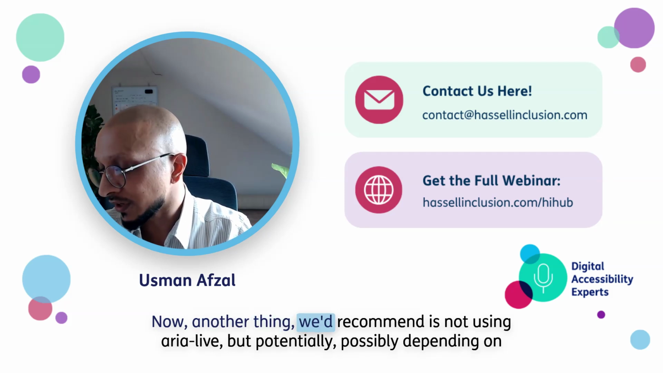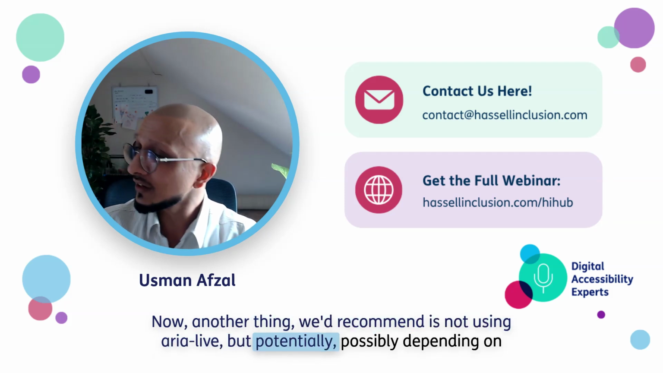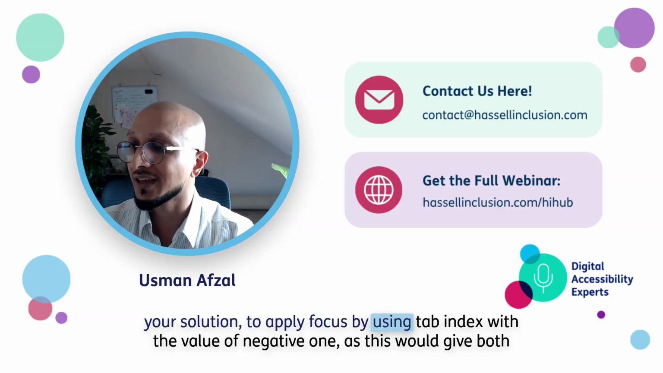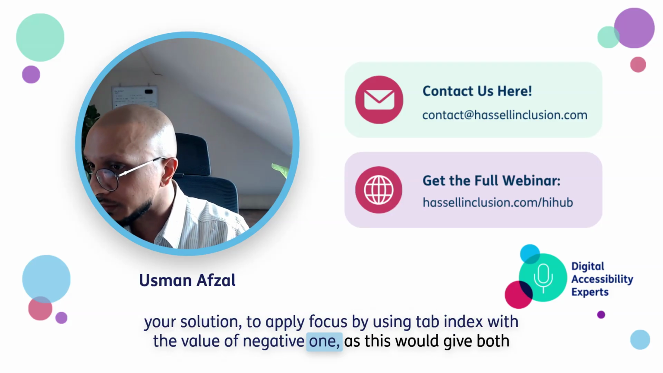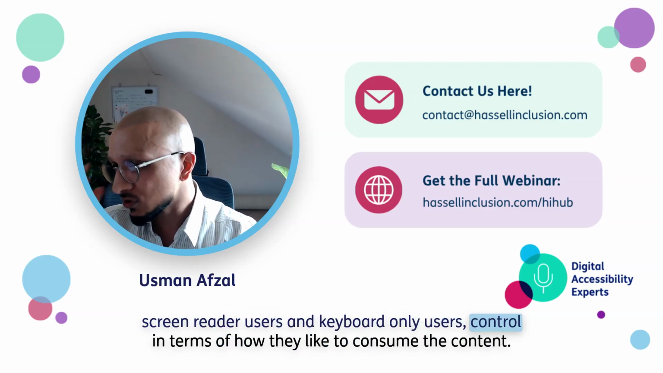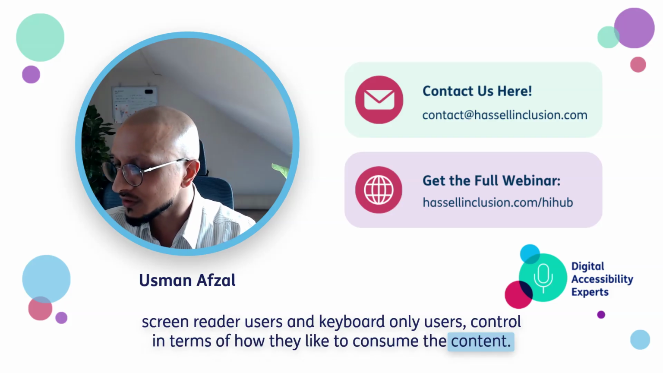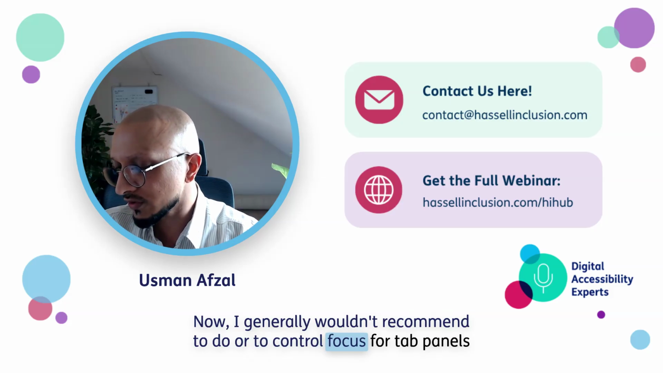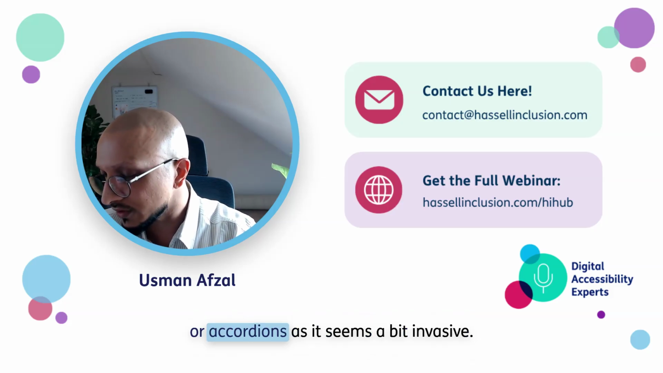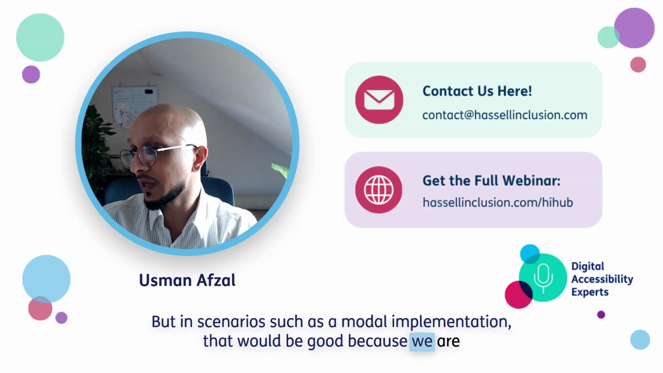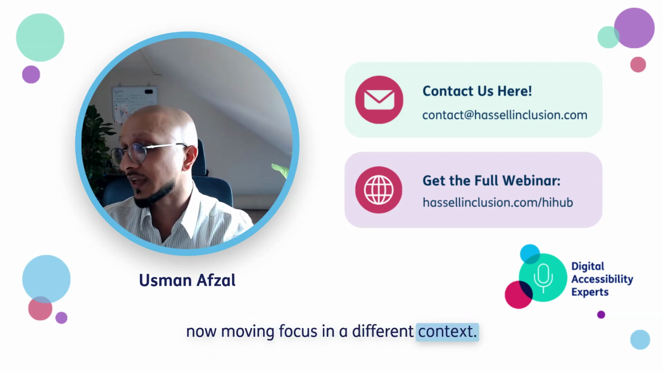Now, another thing we'd recommend is not using aria-live, but potentially, depending on your solution, to apply focus by using tabindex with a value of -1. As this would give both screen reader users and keyboard-only users control in terms of how they like to consume the content. Now, we generally wouldn't recommend controlling focus for tab panels or accordions, as it seems a bit invasive, but in scenarios such as a modal implementation, that would be good because we are now moving focus in a different context.